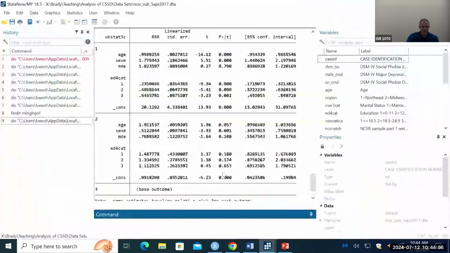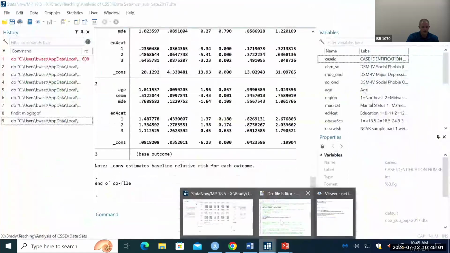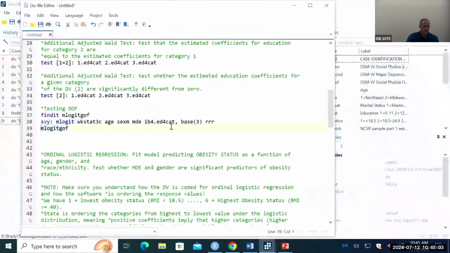And then after I fit that model, same output that we've already looked at, all I have to do is run that single command, mlogit GOF. It's kind of like margins plot, estat GOF. Okay?